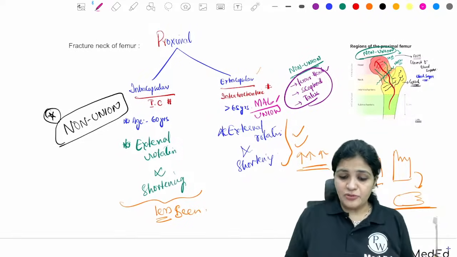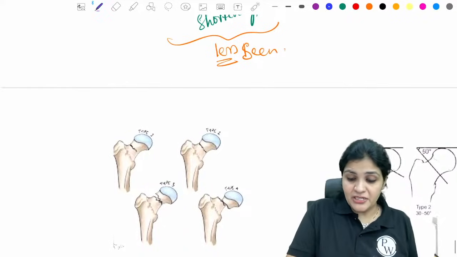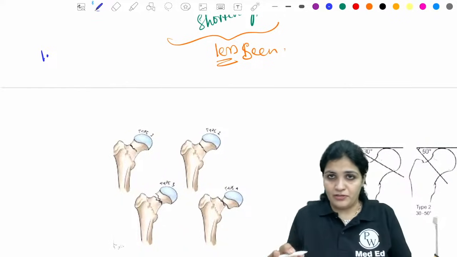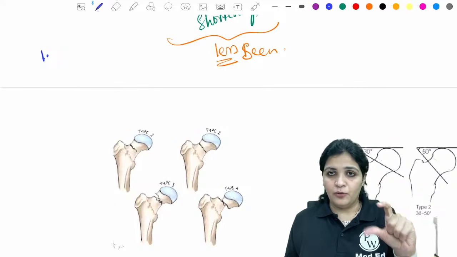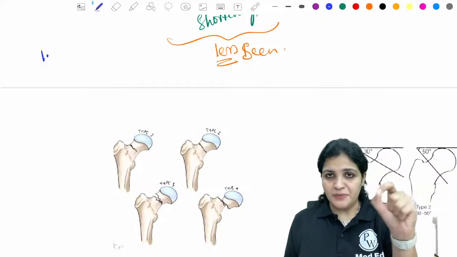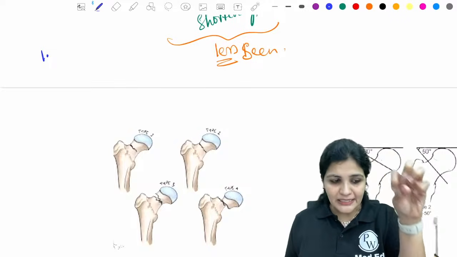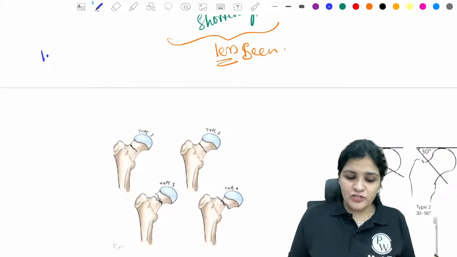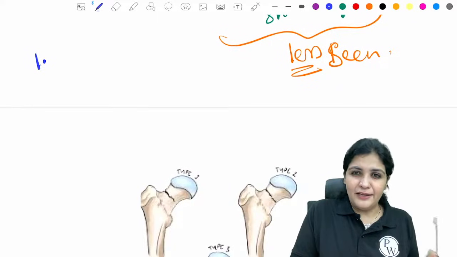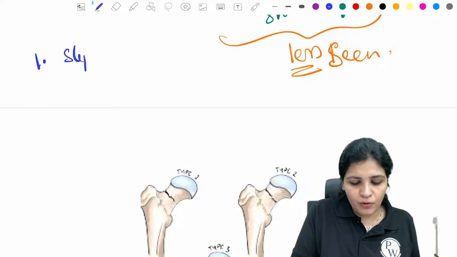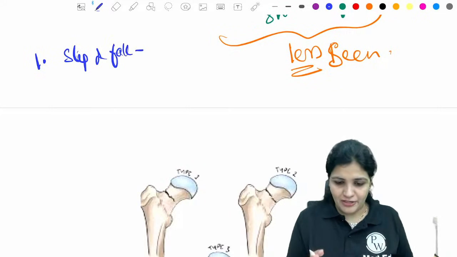Okay, now coming to the IC fractures. So whenever you deal with the IC fractures, first you're going to write the pathoanatomy. I have told you head, neck, and the trochanter, and the capsule is present up to the intertrochanteric crest area. So the IC is present inside the capsule. So next what will you write? You will write the mechanism of the injury. The mechanism is usually what? Slip and fall. So usually they slip and fall and they will land up with this IC fracture, right?